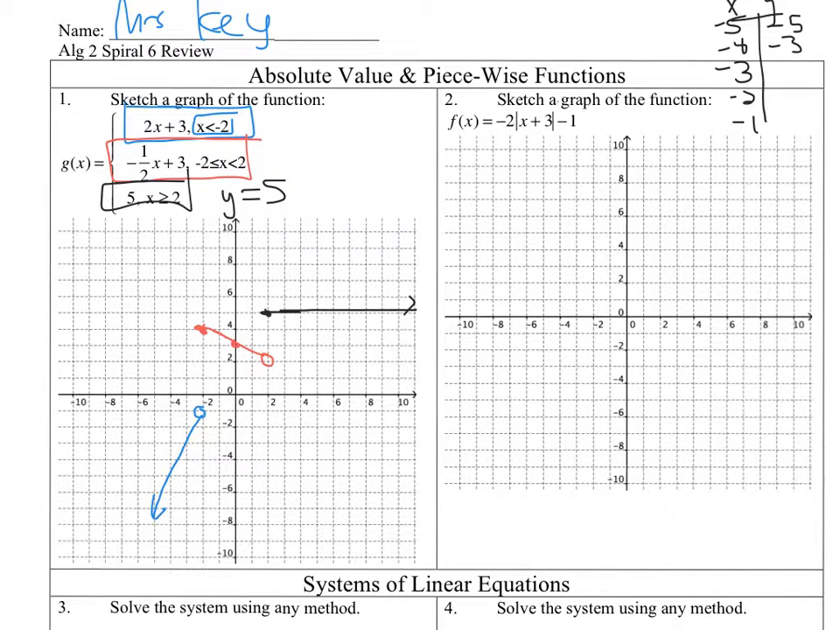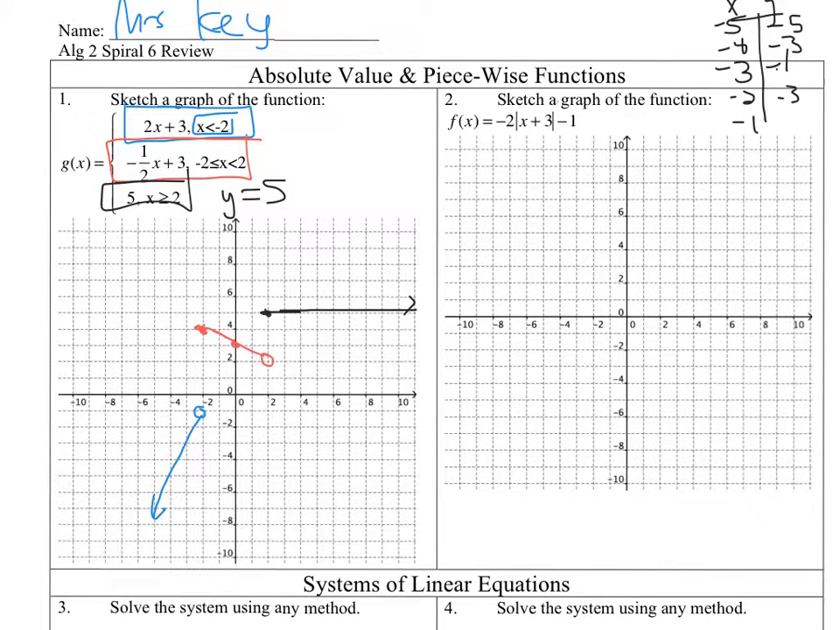Plug in negative 3. Negative 3 plus 3 is 0. Absolute value is 0. Times negative 2 is 0. Minus 1 is negative 1. Don't mess up that times 0 thing. Some people, I won't mention any names from my F-block class, had some issues with that. Negative 2 plus 3 is 1. Absolute value is 1. Times negative 2 is negative 2. Minus 1 is negative 3. How interesting, that's the same value as I got at negative 4.